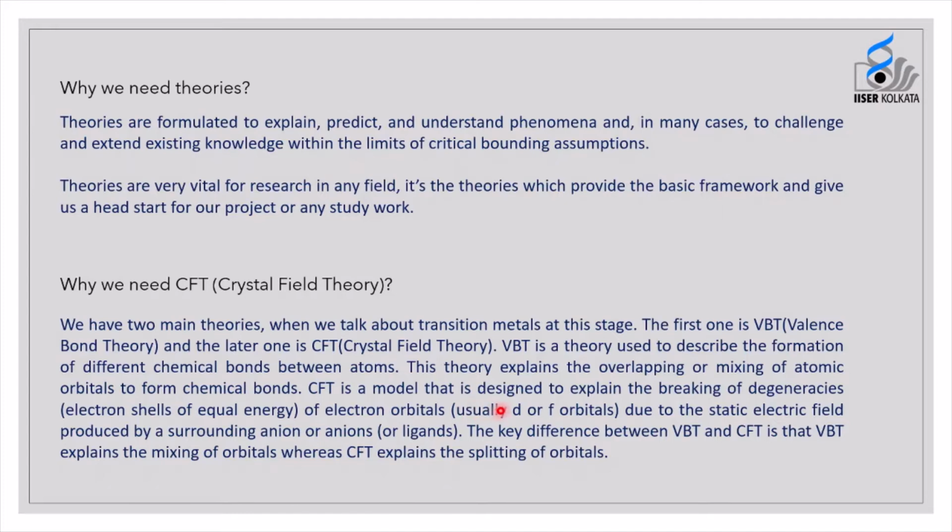CFT is a model designed to explain the breaking of degeneracies, electron shells of equal energy, of electron orbitals, usually d or f orbitals, due to the static electric field produced by a surrounding anion or anions. In our case, those are ligands. The key difference between VBT and CFT is that VBT explains the mixing of orbitals, whereas CFT explains the splitting of orbitals. This tells us the difference between VBT and CFT and why we need a CFT when we already had a VBT.